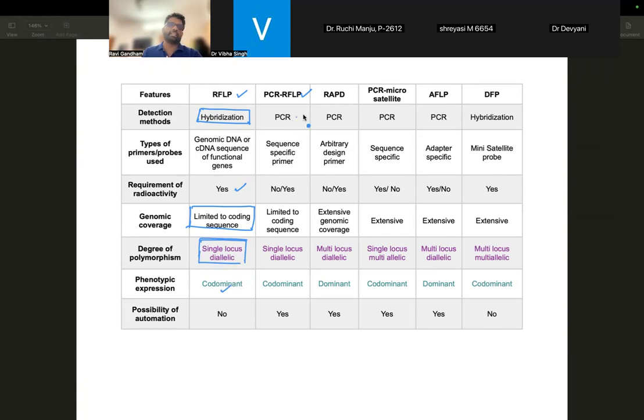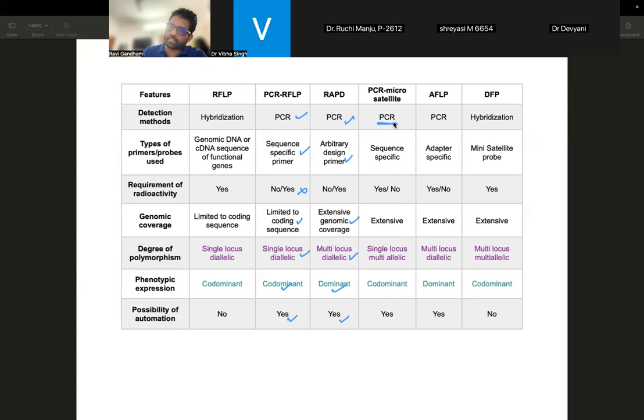Similarly, you have a PCR-RFLP here. This again, sequence specific primers, involves PCR. Sometimes it is yes or no. You can also use radioactivity here, and it is limited to coding sequences, right? As you know, RFLP is always limited to coding sequences, single locus, diallelic, codominant. And possibility of automation, yes. This RAPD, arbitrary design of primers, that's what I told you. Yes, there is extensive genomic coverage. This is multi-locus, diallelic, we discussed yesterday. This is a dominant marker. And this is, again, what? Possibility of automation.